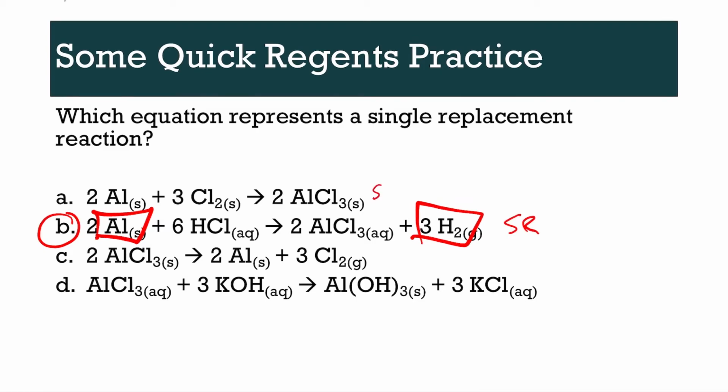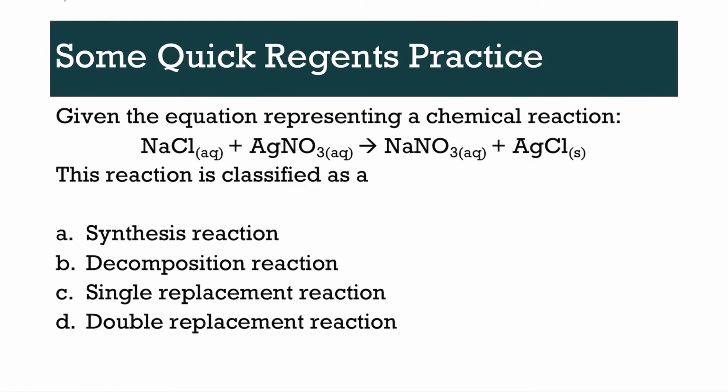A is your synthesis because you have something coming together. C is your decomp because you have something breaking apart. And then D is your double replacement because everything gets a new partner. Okay. Number 2, given this reaction, this is classified as A. You should say double replacement because you have these things get split in half and you have both things having new partners. You have two reactants, two products, everybody has a different partner.